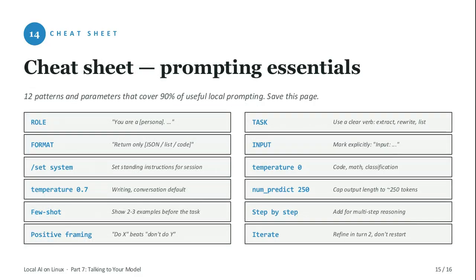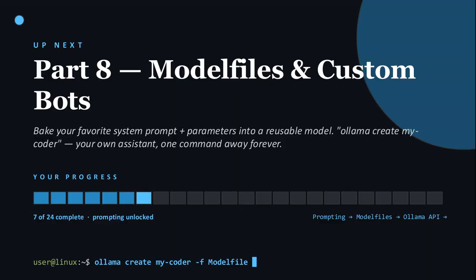And here's the whole thing on one page. 12 patterns and parameters that'll carry you through most of your local prompting work. The left column is structure: role, format, system instructions, temperature for writing, few shot, positive framing. The right column is precision: clear task verbs, marked inputs, temperature 0 for deterministic work, output caps, step by step, and iterate instead of restart. Screenshot it, pin it, tape it to your monitor, whatever works. That wraps part 7. Prompting is officially in your toolkit.